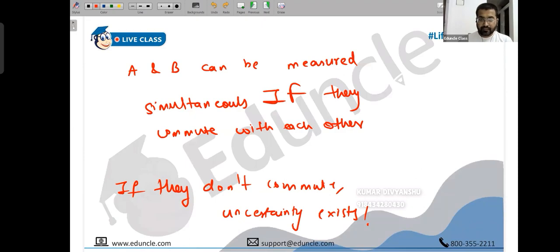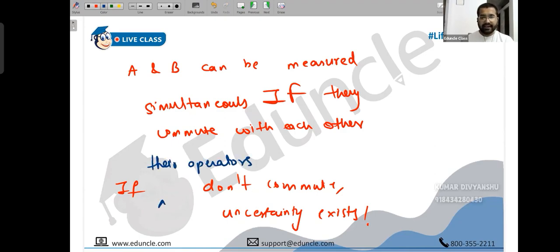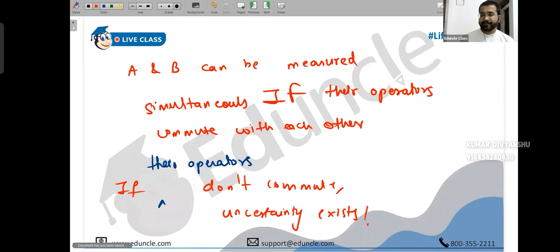I hope that's understood. The operators must not commute, right? The operators corresponding to these observables. So when you say they, it means their operators. Let's make this proper English: if their operators don't commute, uncertainty exists. And here also, to be more precise, we can write corresponding operators. A very beautiful way to find it. So whenever you check in physics, if the operators don't commute, you will see that uncertainty must exist.